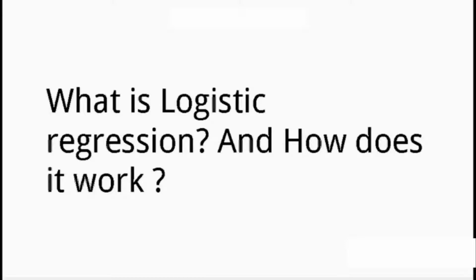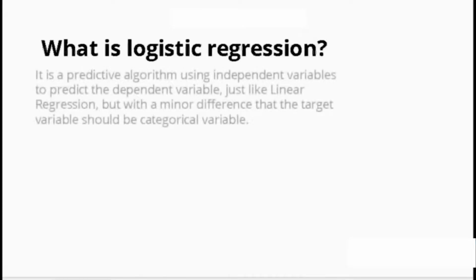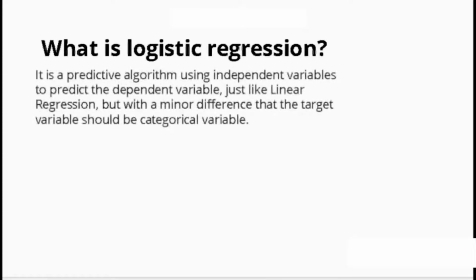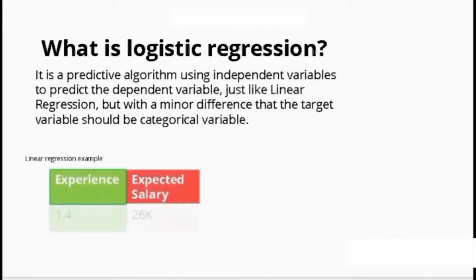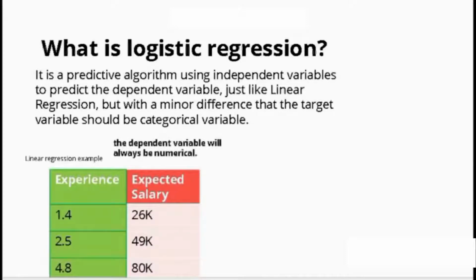Firstly, let's take a look at what logistic regression is. Logistic regression is a predictive algorithm that uses independent variables to predict dependent variables, just like linear regression, but here our target column must be categorical. Here's an example of linear regression where the target column is numerical.